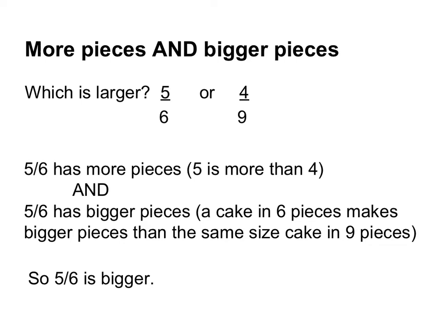Now, you might have answered 5/6 and used a different reasoning that was totally correct, and that's fine. But make sure you understand this one. If you have more pieces of cake and you have bigger pieces of cake, then you definitely have more cake.